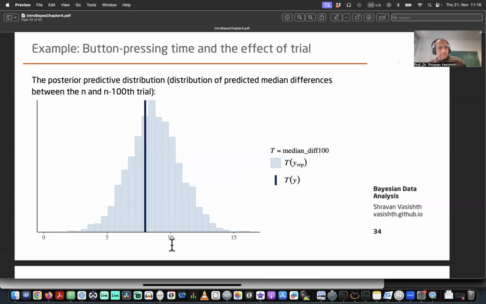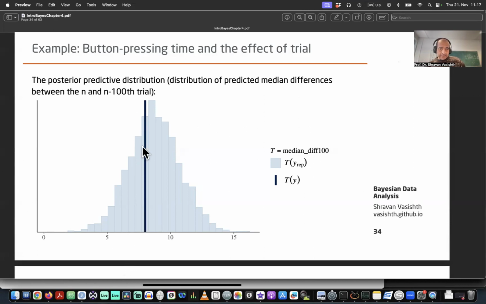So here's the posterior predictive distribution, the distribution of predicted median differences between the nth and the n plus 100th trial. You're generating multiple posterior predictive data sets. Each posterior predictive data set will have some median difference between the center point of the trial and the 100 steps downstream. And so if you have multiple data sets, you're going to get a distribution of medians. And so that's what you're seeing here.